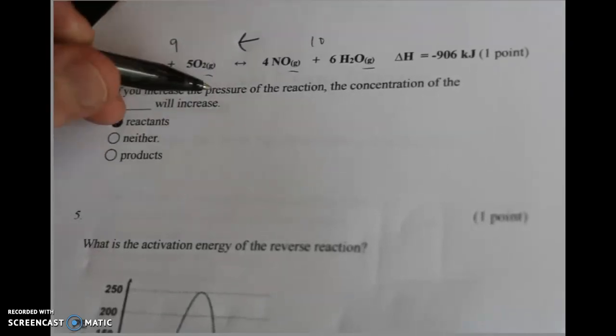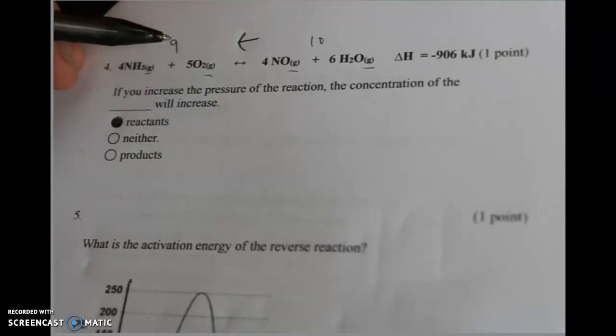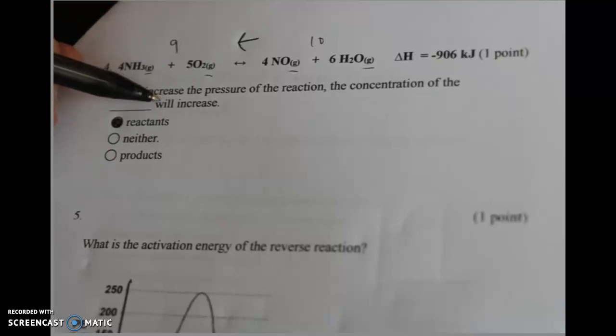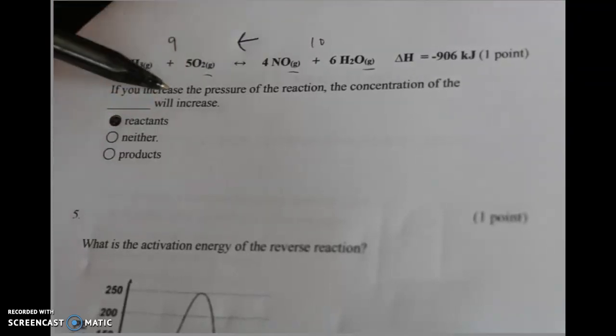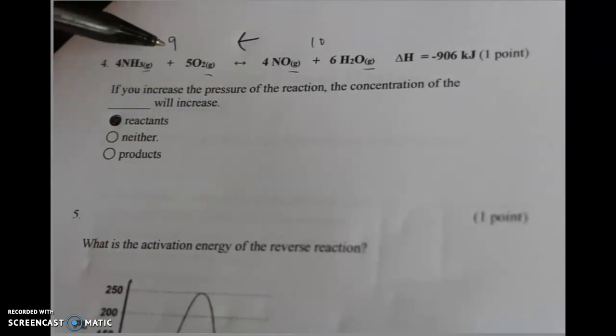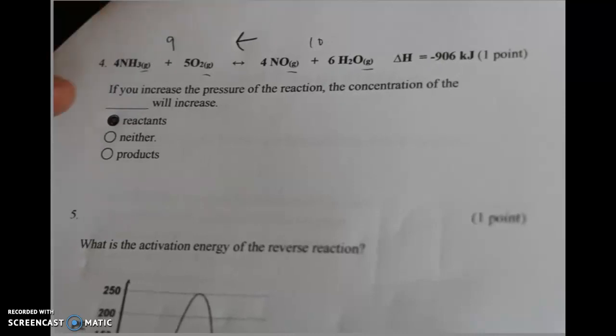So increasing pressure means it shifts to the side with the least gas moles. And if you decrease the pressure, it would be the opposite. It would shift to the side with more moles of gas. Since we increased collisions, it shifts to the side that would have fewer collisions, which is 9 compared to 10. And this one's pretty straightforward.